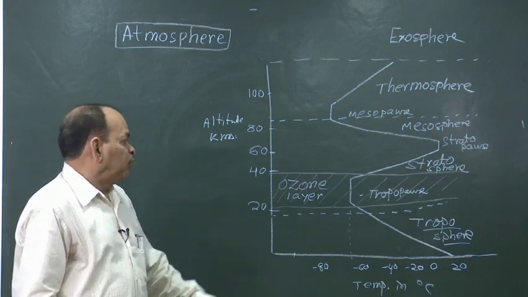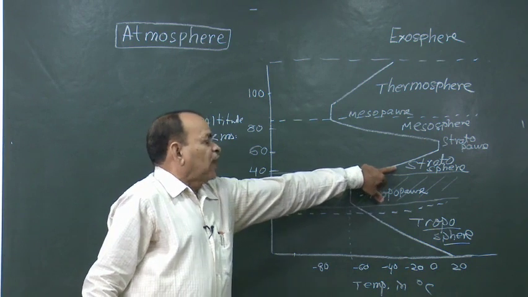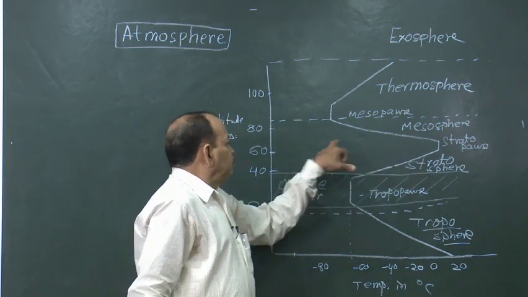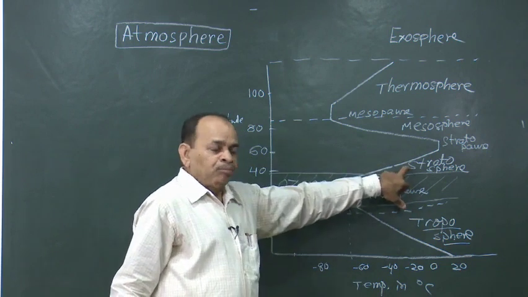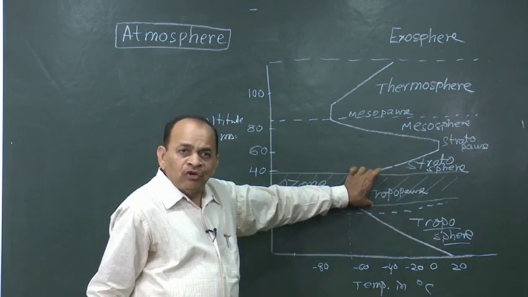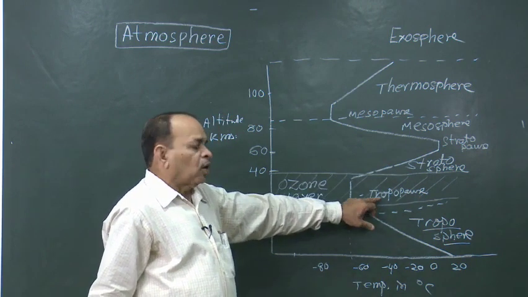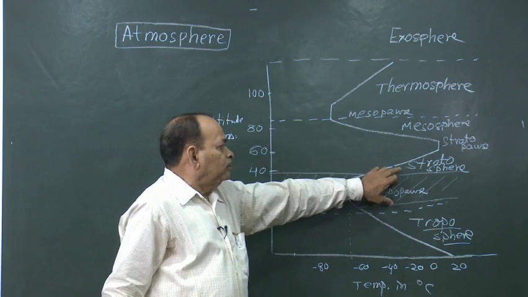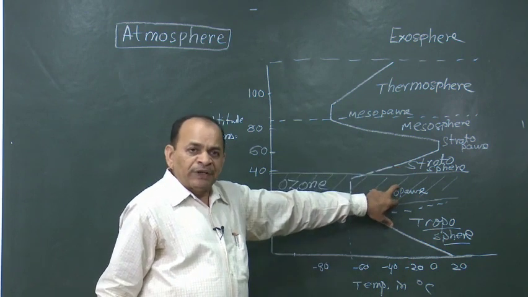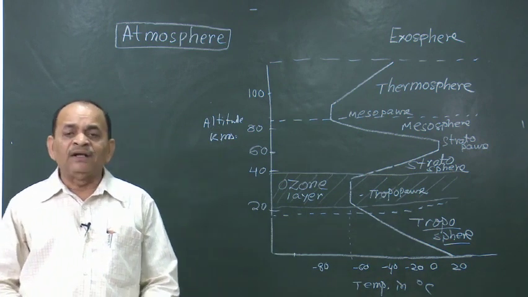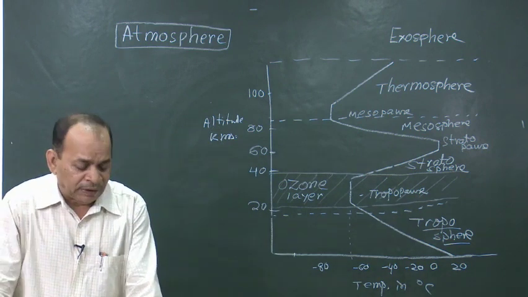Then the next layer is the stratosphere. So from this up to this is the stratosphere. This layer is actually the ozone layer that is present on the top of the troposphere as well as on the bottom of the stratosphere. Now, the second layer is the stratosphere.